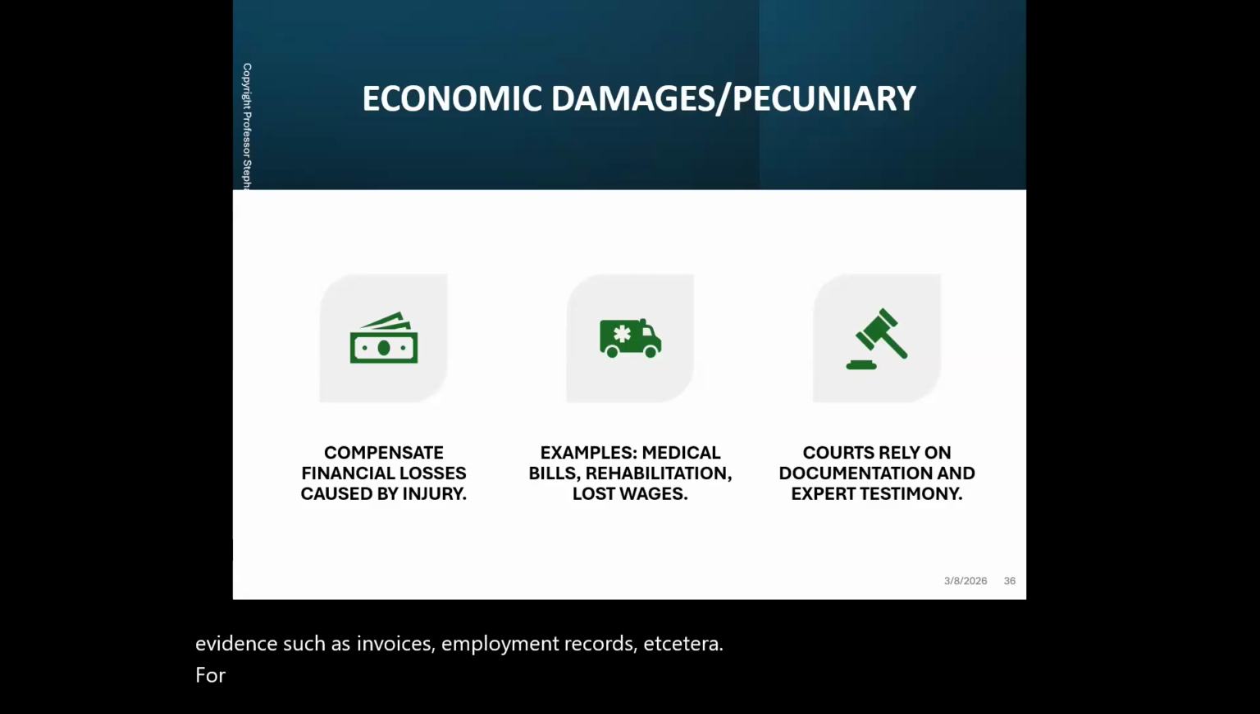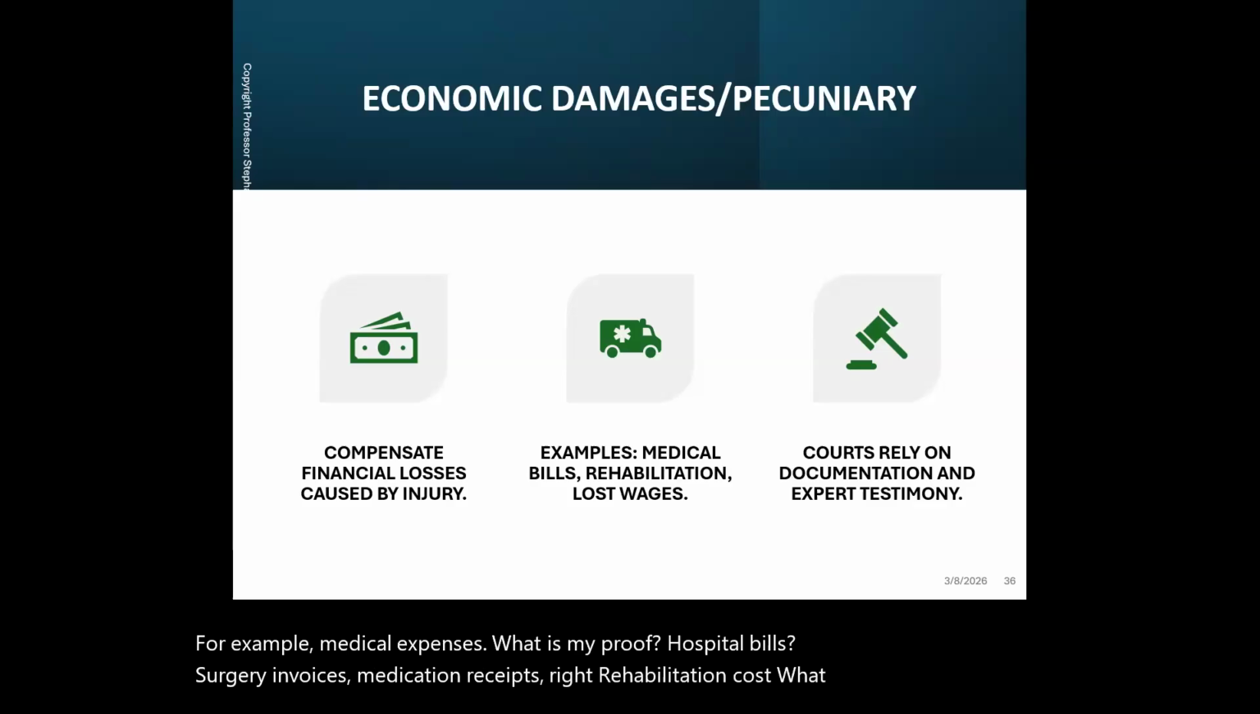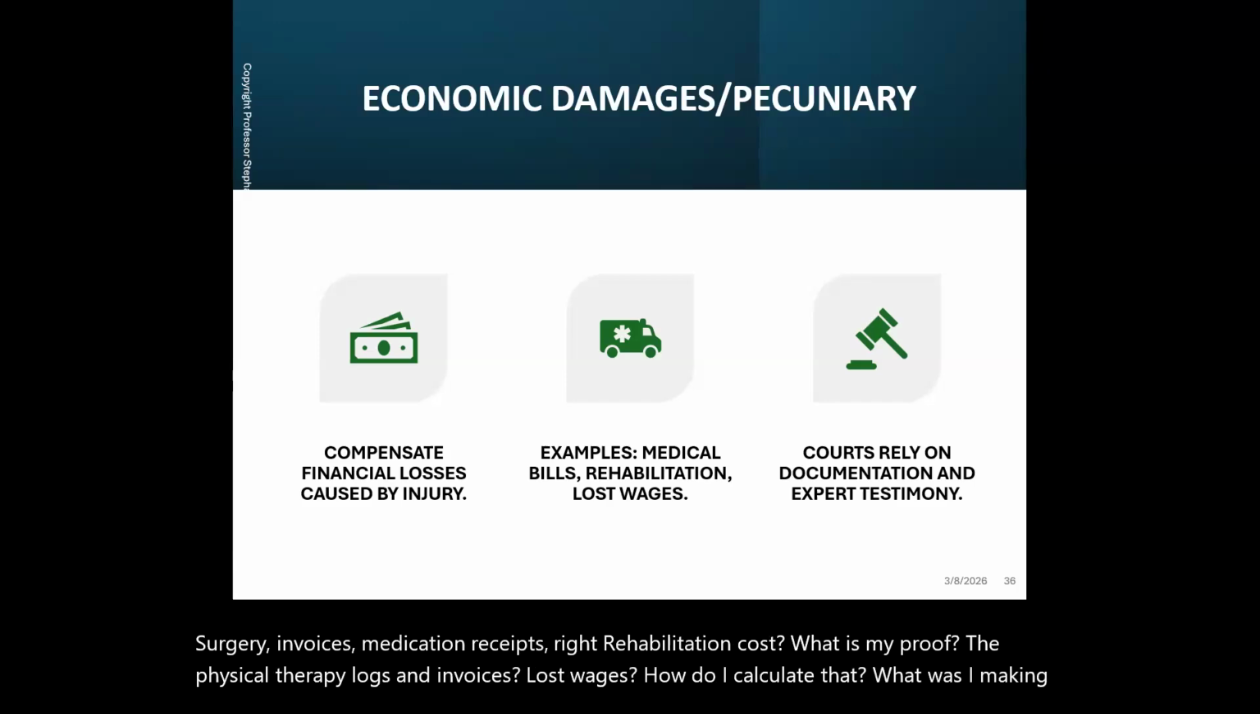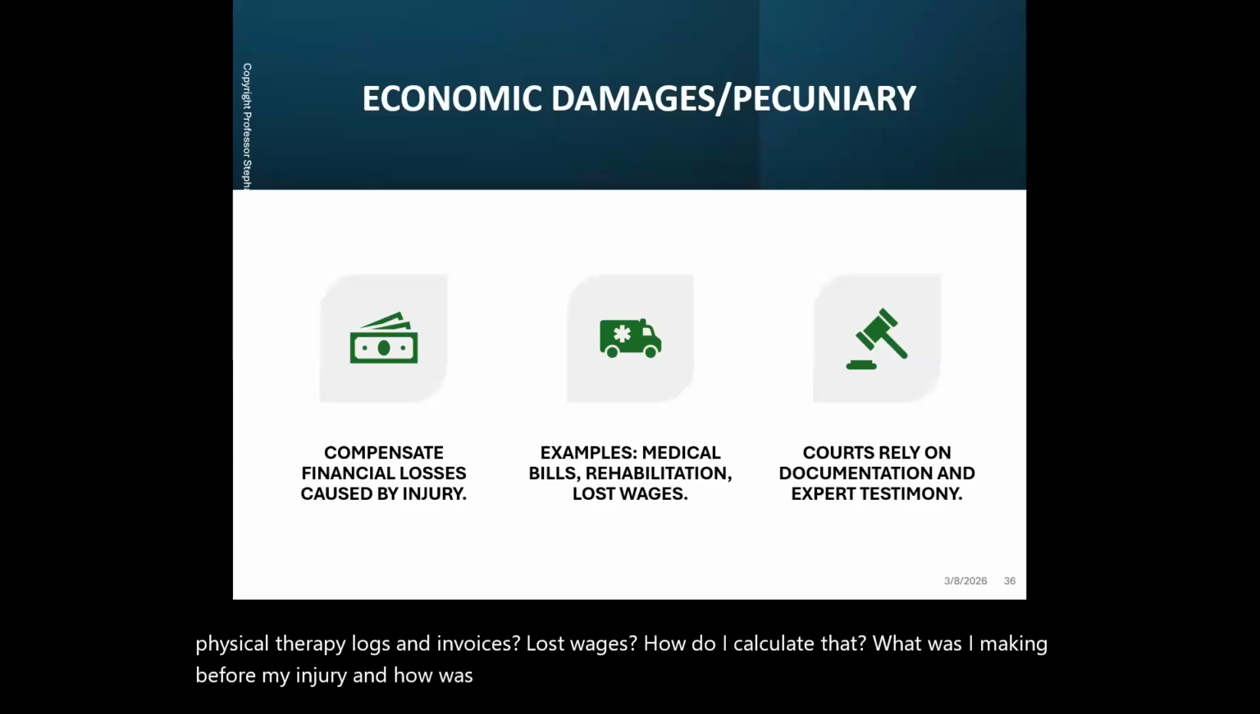What is my proof? Hospital bills, surgery invoices, medication receipts, right? Rehabilitation cost. What is my proof? The physical therapy logs and invoices. Lost wages. How do I calculate that? What was I making before my injury and how was I paid? Was I paid per hour? Was I paid per job, right?